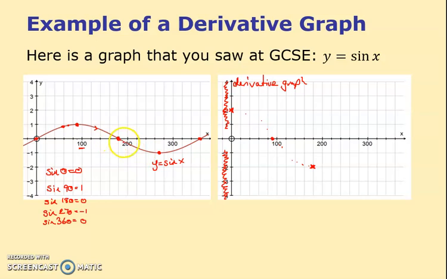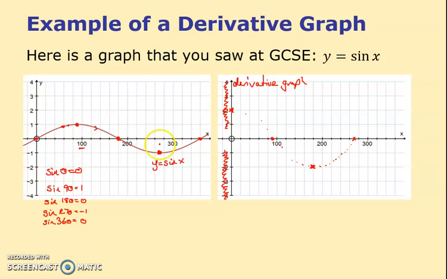Once it's to there, then it starts tailing off again. It's not as steep here. It's still downward, it's still negative. So it starts tailing off, and by the time it gets to 270, I think it's on 0 again, because you can see it's a turning point. It's got a 0 gradient here.